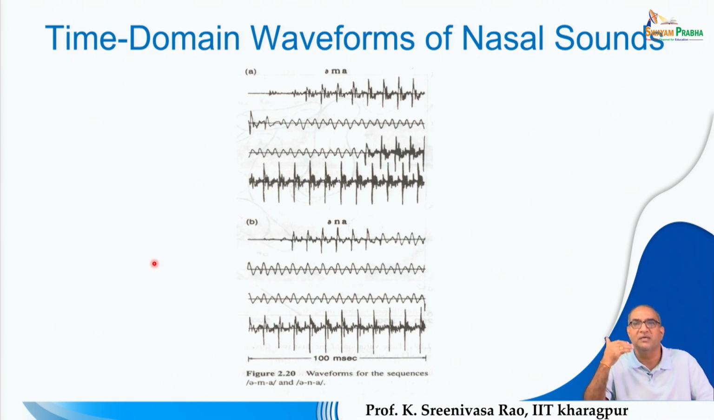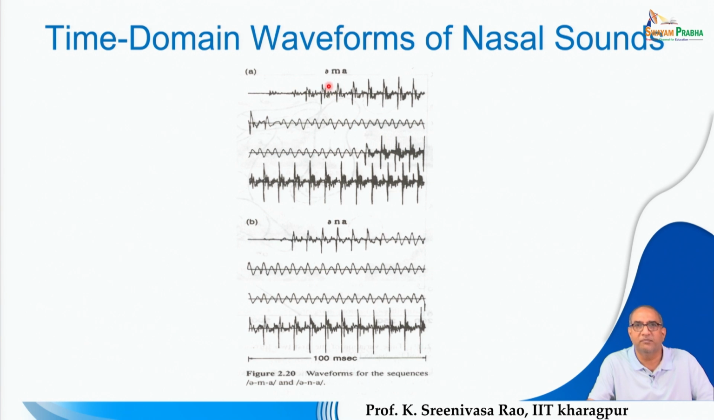and since the oral cavity is closed, there will not be any emission of resonances from the oral cavity, but whatever resonances are produced by the nasal cavity, those will be emitted through the nostrils. That way, for the nasals you can see that the signal is observed to be periodic.